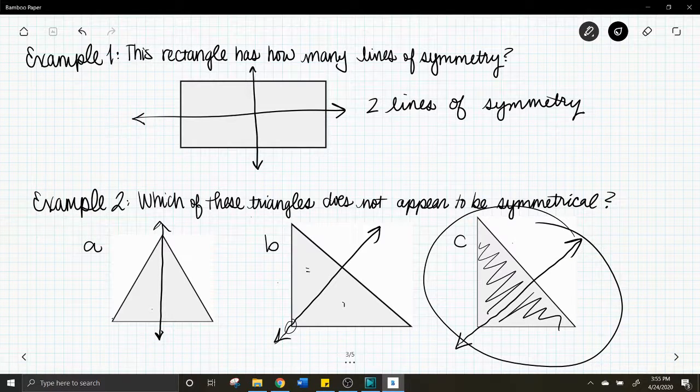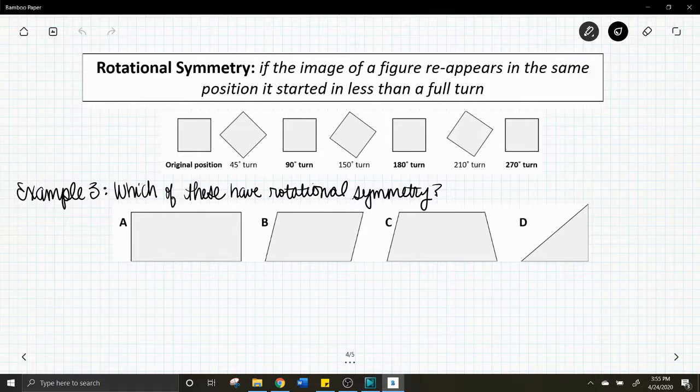So you draw your line through one vertex, and then make sure your line's perpendicular to the other side. That's how you'll know whether or not we have symmetry here. Okay? Another term that I want you to learn is called rotational symmetry. So we're going to illustrate that on our next page here. A figure has rotational symmetry if the image will reappear in the position in which it started before a full turn. So remember, a full turn is 360 degrees.